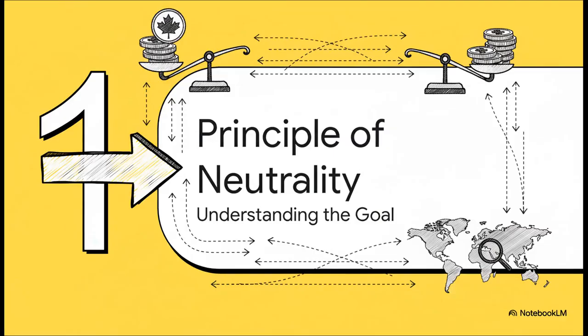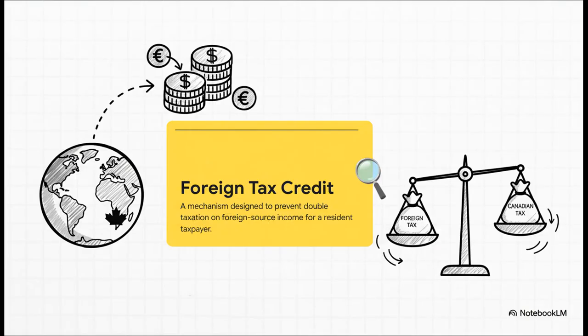What is the fundamental goal of the foreign tax credit? In our interconnected global economy, what problem is this piece of the tax code really trying to solve? At its heart, it's all about preventing double taxation. Its main job is to ensure that your business isn't taxed on the very same dollar of profit twice, once by the foreign country where you earned that profit, and then a second time by Canada. This concept is really a cornerstone of international tax policy.